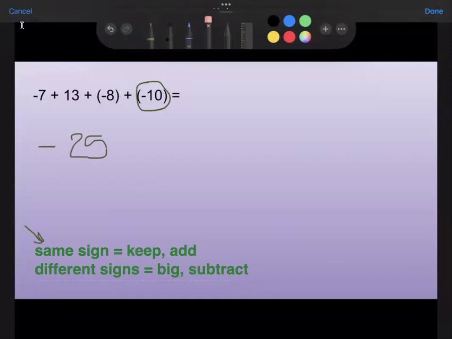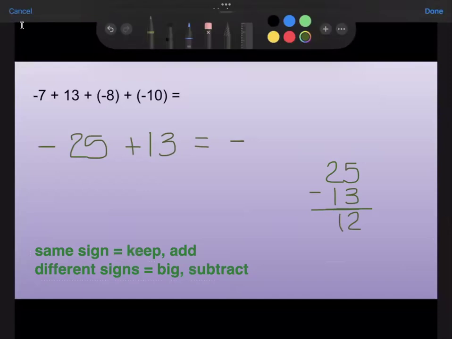Now, I don't have anything I can group the positive 13 with because it's my only positive number, so I'm just going to rewrite that as a plus 13. Now I would use my different signs rule. Different signs means you keep the sign of the bigger number. Since 25 is bigger than 13, I'm going to keep that negative in front of the 25. And then I have to subtract the numbers, so I have to do 25 minus 13. 5 minus 3 is 2, and 2 minus 1 is 1. So the final answer to this big long string should end up being -12.